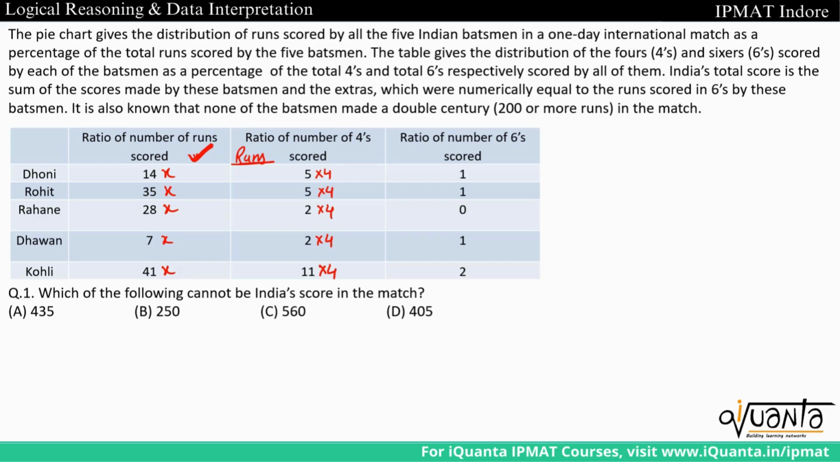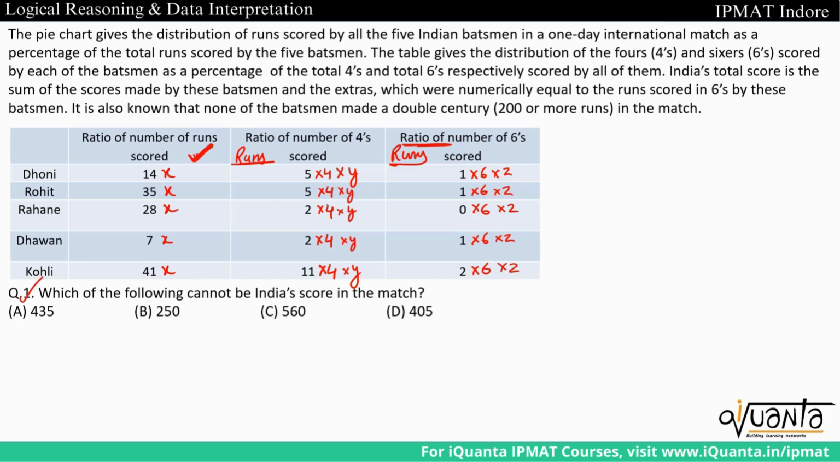And since this is a ratio, we need a common variable over here. Let it be y. So I'll be multiplying everything by y over here. Similarly, for the ratio of number of sixes scored, I will have to multiply everything by 6 first, because then only we'll get the runs scored in sixes. And since it was a ratio, we also need a common variable over here. Let it be z. So now we have the total runs scored, the number of runs scored in fours, and the number of runs scored in sixes.